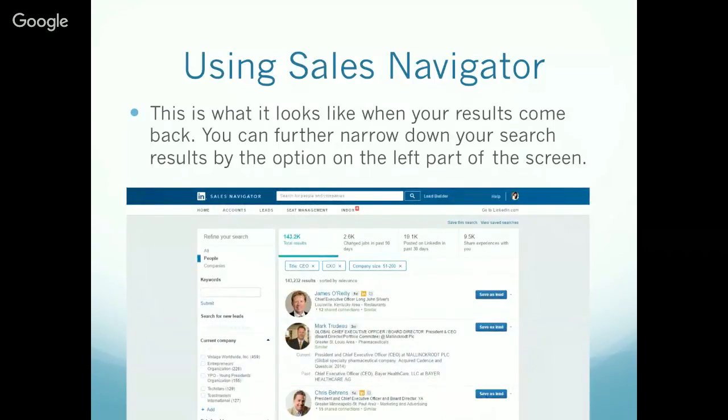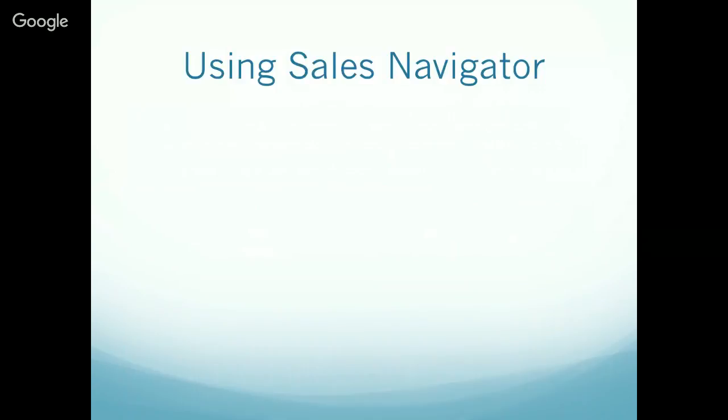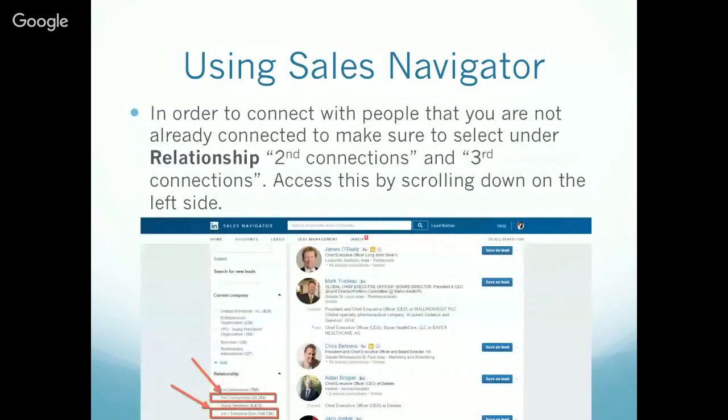This is what it looks like when your results come back. You can further narrow down your search results by the options on the left part of the screen. One of those options that you can use to narrow down your search results is under relationship. What you'll want to do is click on the boxes for second connections and third connections. This way, you're only going to see results to connect with people that you are not already connected with. And of course, how you access this is by scrolling down, and it is on the left side, just like the screenshot shows.